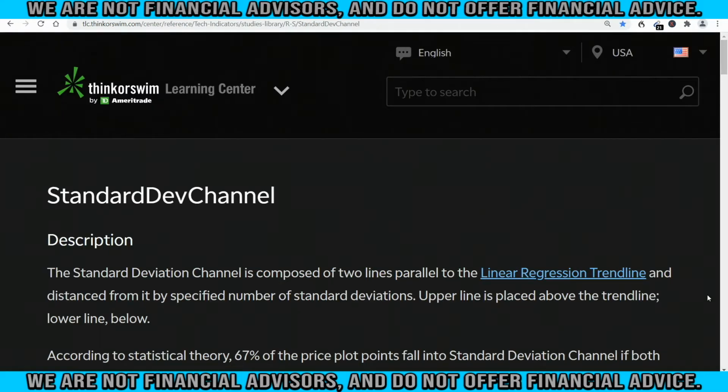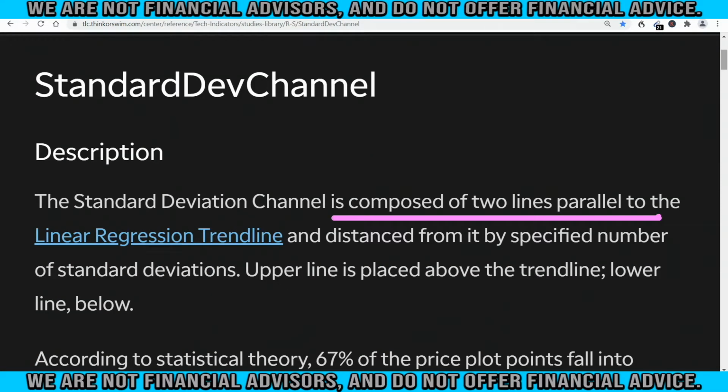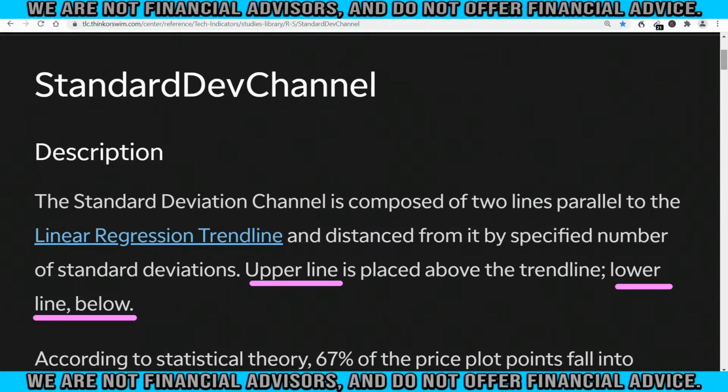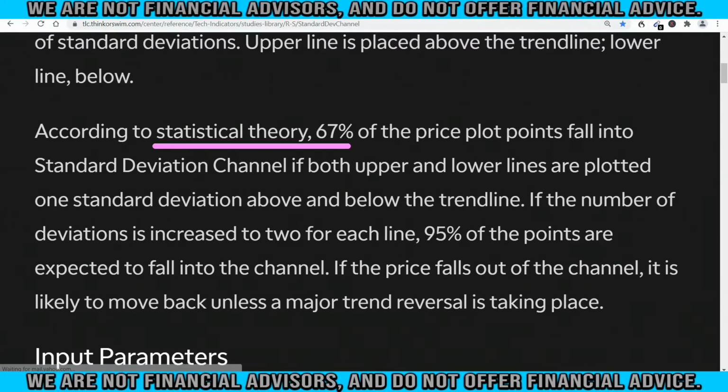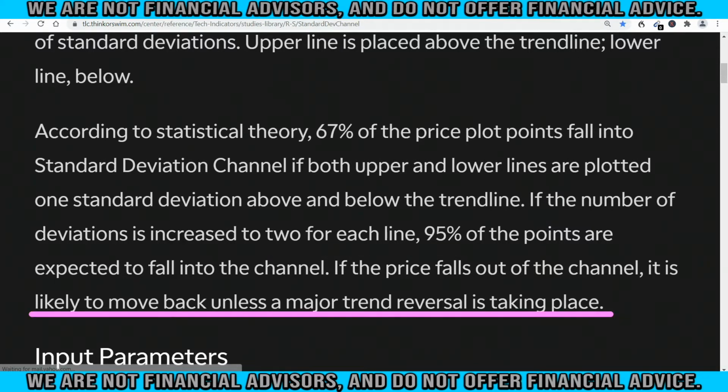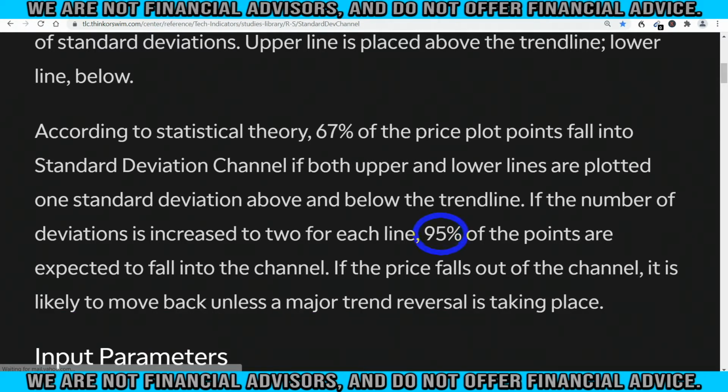Let's look at thinkorswim. Standard deviation channel is composed of 2 parallel lines, which is the same for a linear regression channel. It gives you an upper and a lower line. Statistical value says that a 1 standard deviation should stay in between those two lines 67% of the time. Not good enough odds. If the number of standard deviations increases to 2, then 95% of the points are expected to fall inside that channel, likely to move back to the center point unless a major trend reversal takes place. Do you like 95% odds?